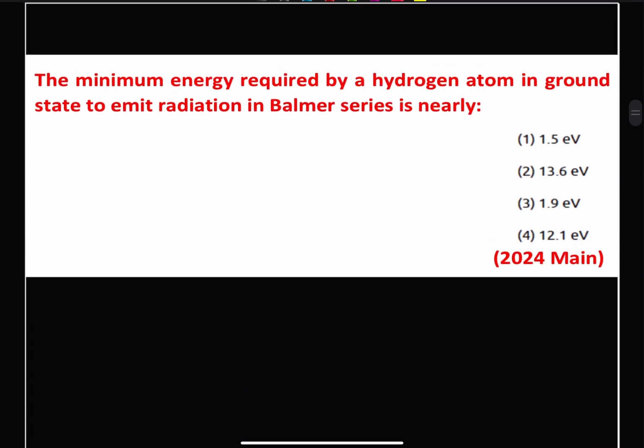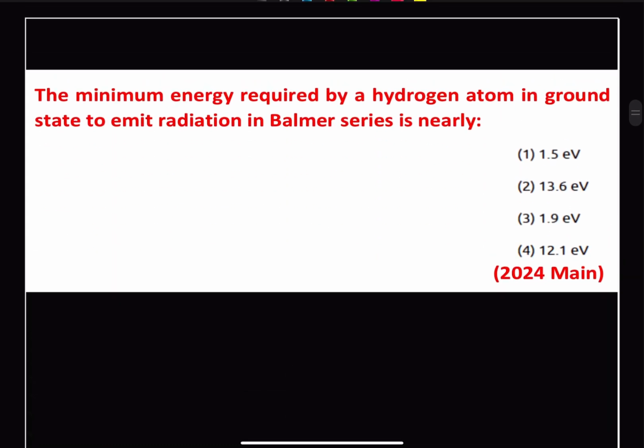Next question. It states that the minimum energy required by a hydrogen atom in the ground state to emit radiation in the Balmer series is nearly. So first of all, we have to remember that the Balmer series corresponds to transitions that end at n is equal to 2.